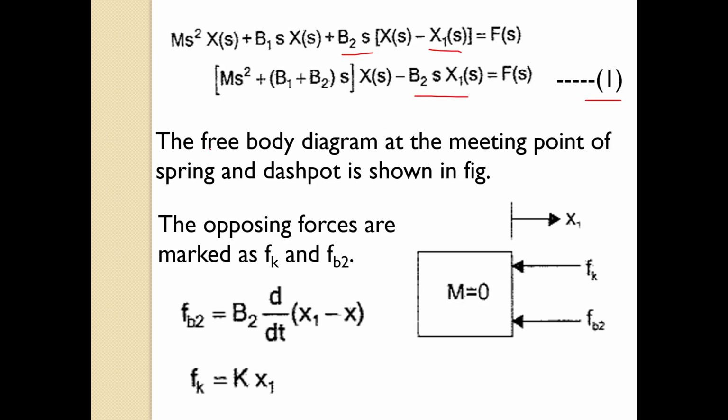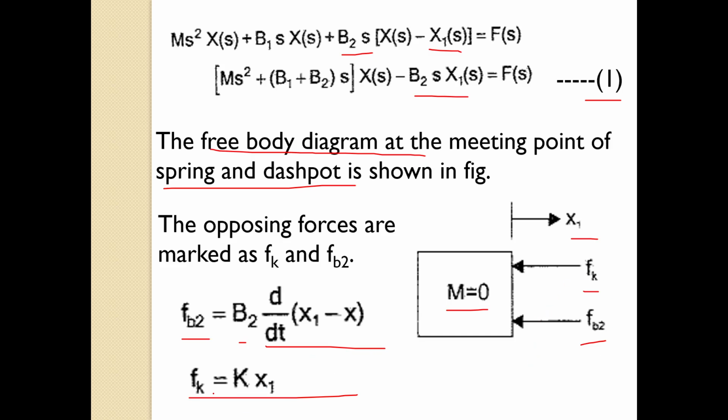Okay, now let us draw the free body diagram at the meeting point of spring and dashpot. At the meeting point of spring and dashpot, mass equal to 0. What are the opposing forces? Fk and Fb2, and what is the displacement? x1. And we know b2 is connected between both the masses, m equal to 0 and m. Therefore, Fb2 is equal to b2 into d by dt of x1 minus x, and Fk is equal to k into x1. So these are the opposing forces. Applied force is not there.